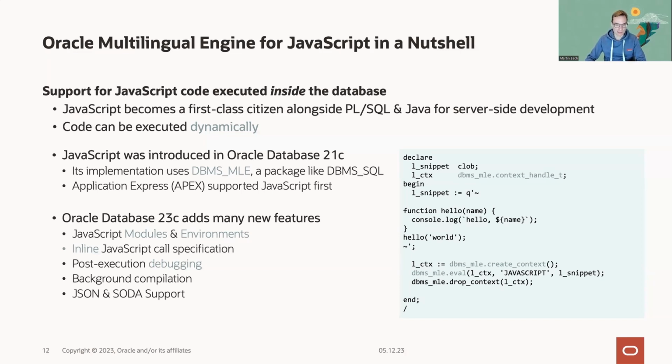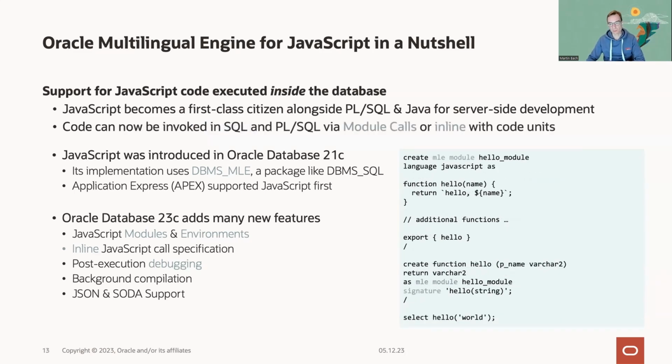And in database 23c, a lot of new features have been added. One of the problems with this approach, for example, is that you're mixing PL/SQL and JavaScript, which is difficult, especially if you're using CI pipelines or continuous integration pipelines. You can't lint the code because no linter knows more than one language, at least no linter to my knowledge. So that'll be a first.